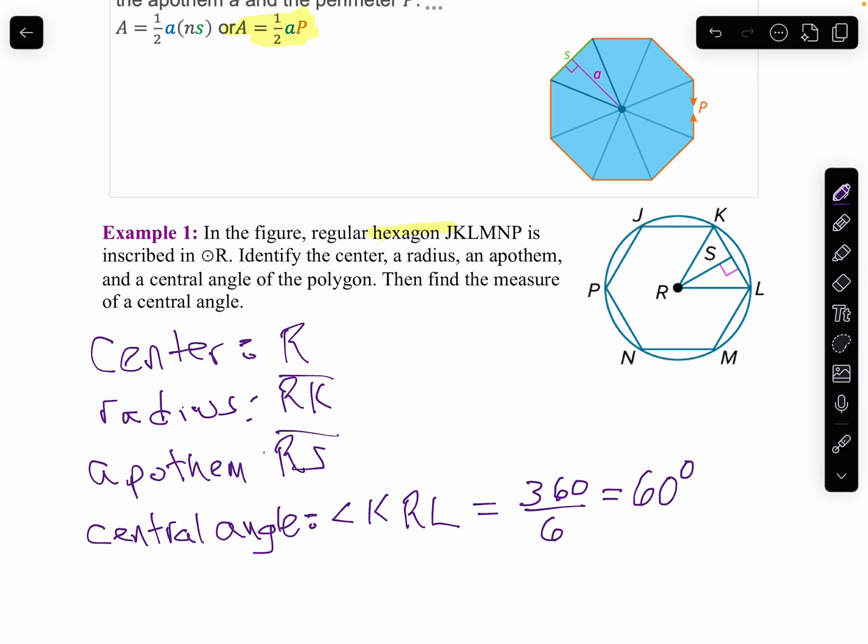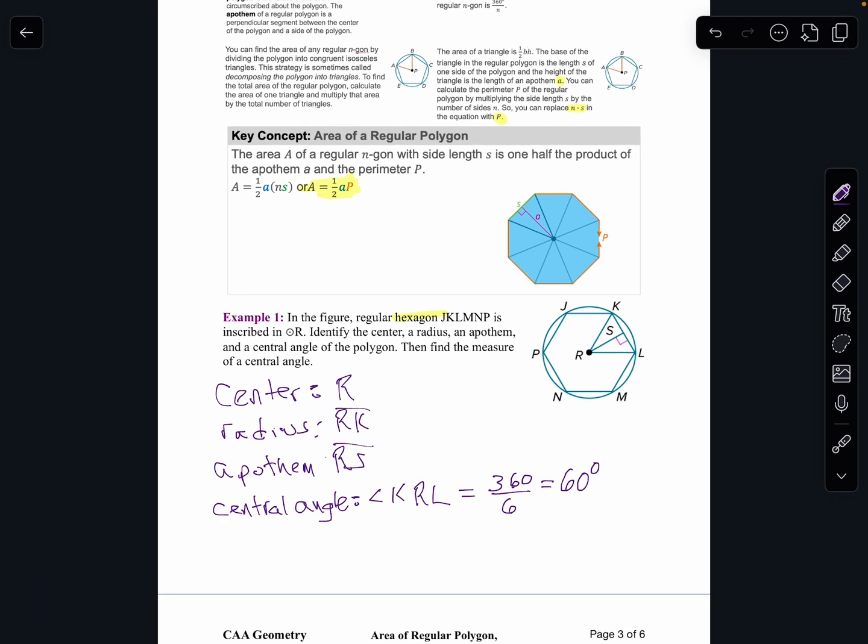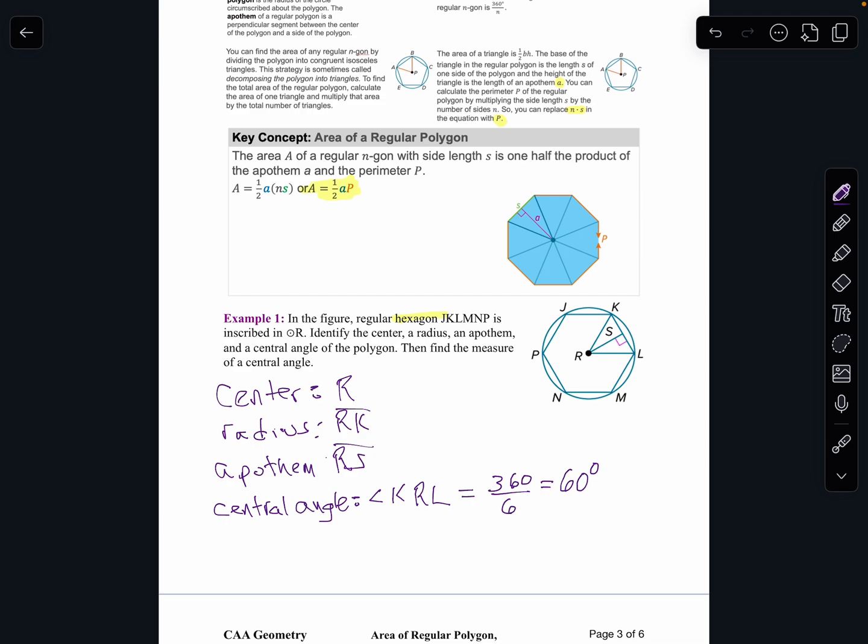We want to find the central angle because I might have to find the apothem or the radius or the perimeter to answer a question. So all those depend on the central angle.